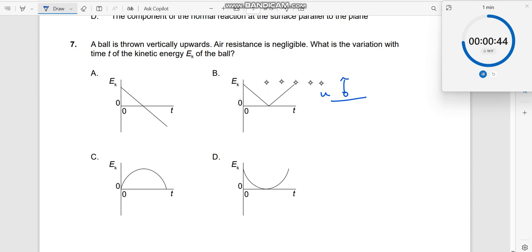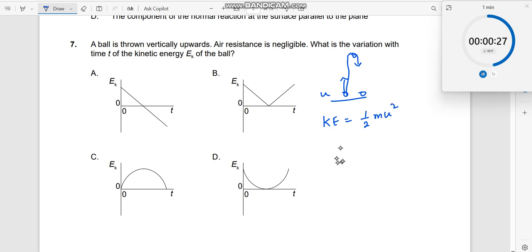So what happens? The ball goes upwards, goes to a certain height, and again comes down and falls to the ground. So he is asking you what happens to the kinetic energy. Kinetic energy will reduce, right? The initial kinetic energy is half mu square.